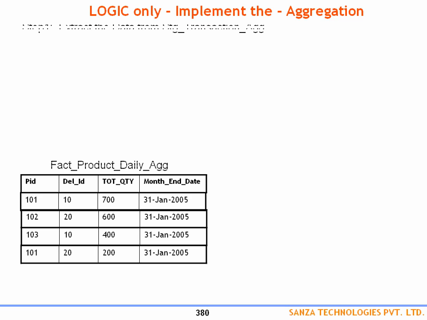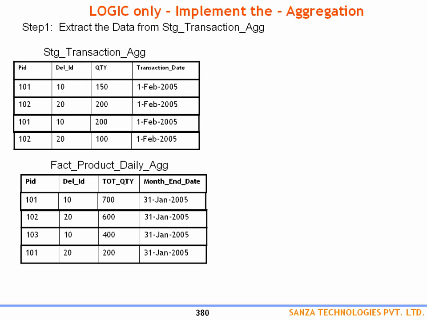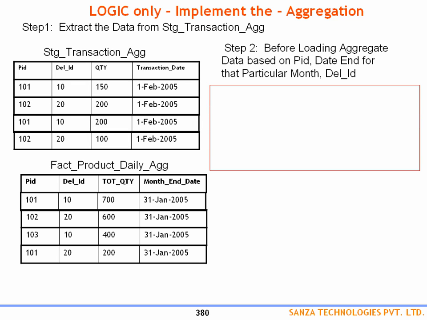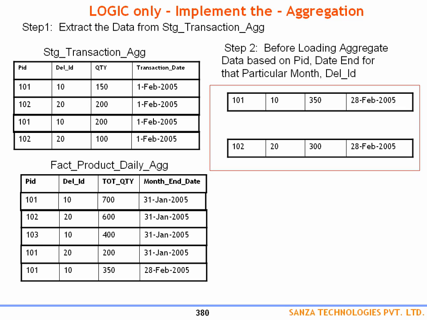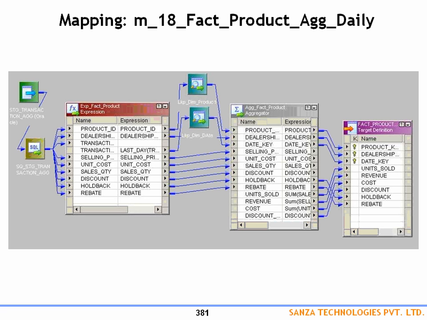Then if the February 1st data is coming in, you will aggregate for that particular month end. So 10110, you aggregate it for that month end, 28, and there is no record for that month end for the same product ID and dealership ID, so you insert it. This is incremental aggregation. Now we are going to see how to implement this in Informatica.